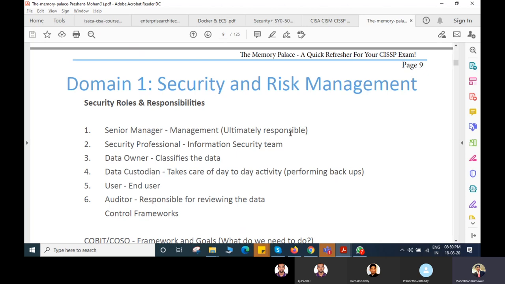You are the data custodian, so you have responsibility for overall managing of the data, backup and restore. But overall, you are not responsible for what type of permissions you provide. Yes, you have the console available to provide the permissions, but you need to take the guidance from the data owner. The data owner provides the information on what type of permissions and privileges need to be provided to the user.